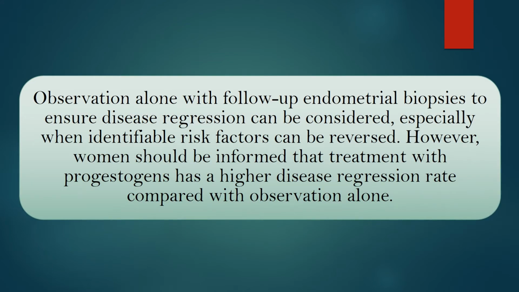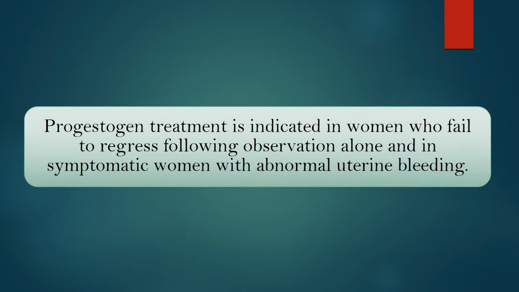Observation alone with follow-up endometrial biopsies to ensure disease regression can be considered, especially when identifiable risk factors can be reversed. However, women should be informed that treatment with progestogens has a higher disease regression rate compared with observation alone. Progestogen treatment is indicated in women who fail to regress following observation alone and symptomatic women with abnormal uterine bleeding.